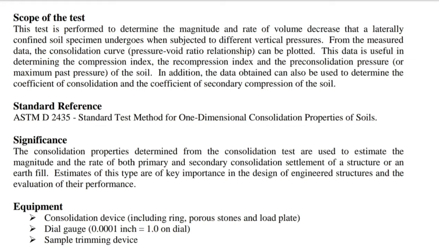Standard reference: ASTM D2435, standard test method for one-dimensional consolidation properties of soil. Significance. The consolidation properties determined from the consolidation test are used to estimate the magnitude and the rate of both primary and secondary consolidation settlement of a structure or an earthfill. Estimates of this type are of key importance in the design of engineered structures and the evaluation of their performance.